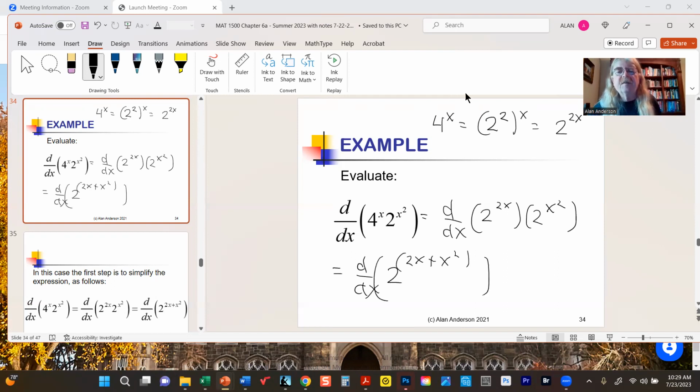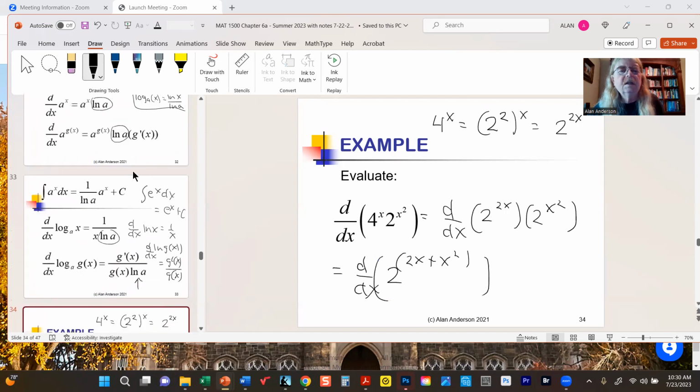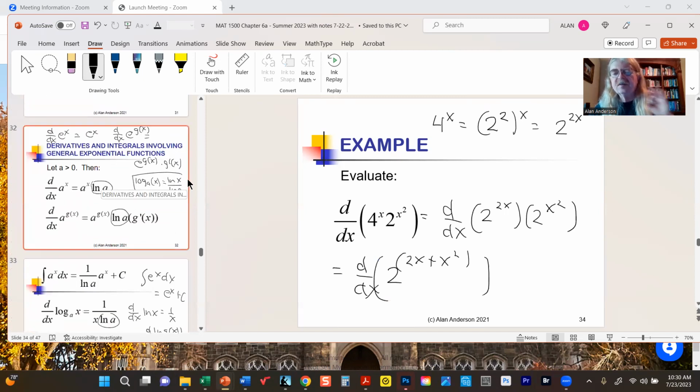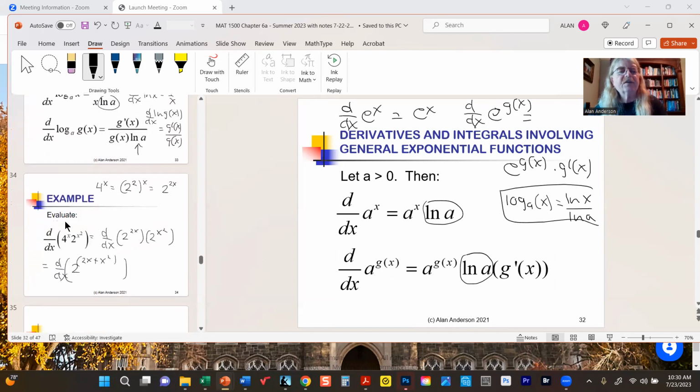Now this is still a bit of a mess. What we're going to do is go back and look at our rules. Remember, 2 is the base now, it's not e. It is some a, which is 2 in this case. So it looks like we're using this rule, the derivative of a to the g of x.